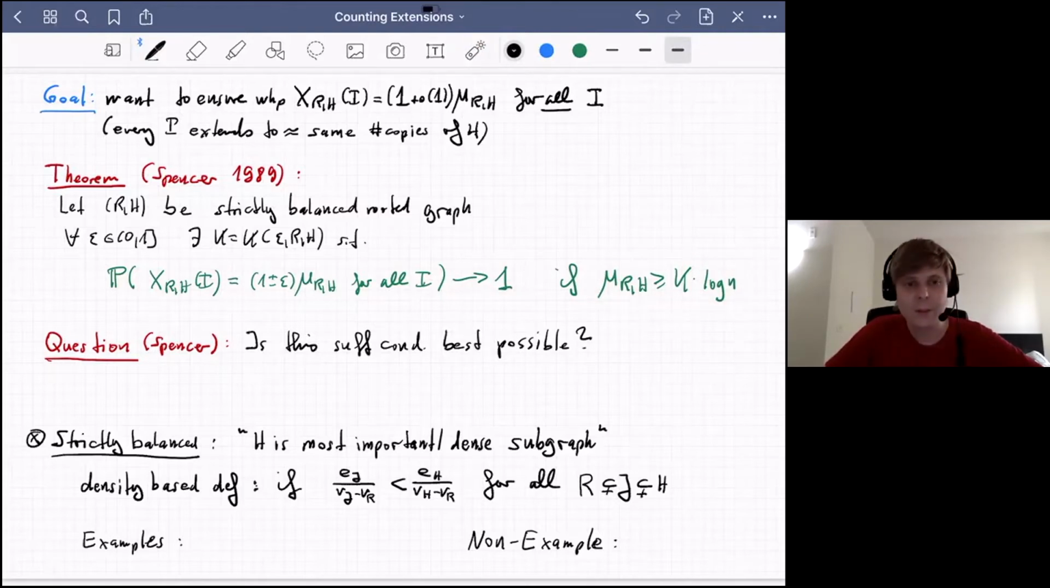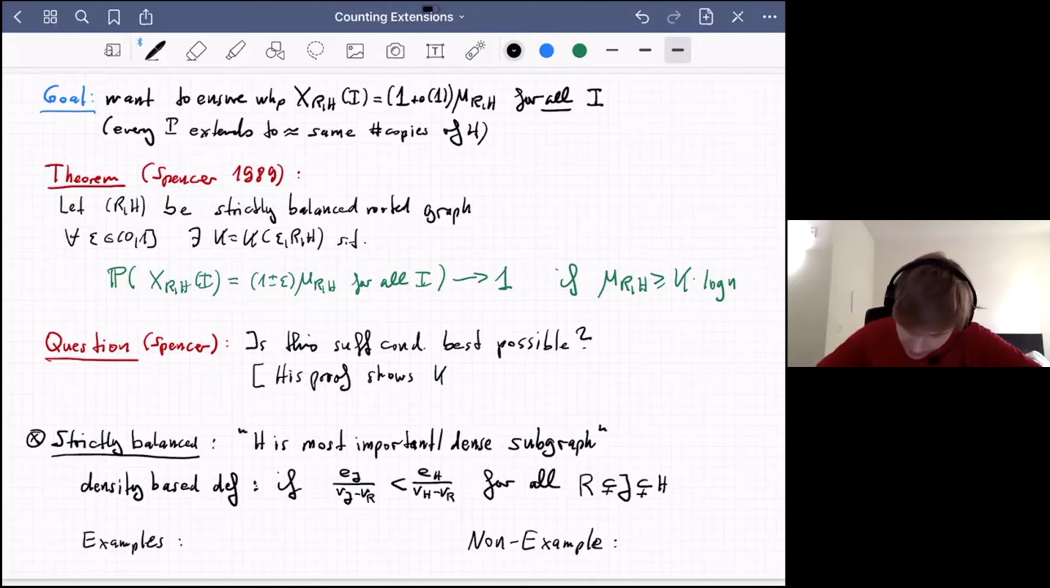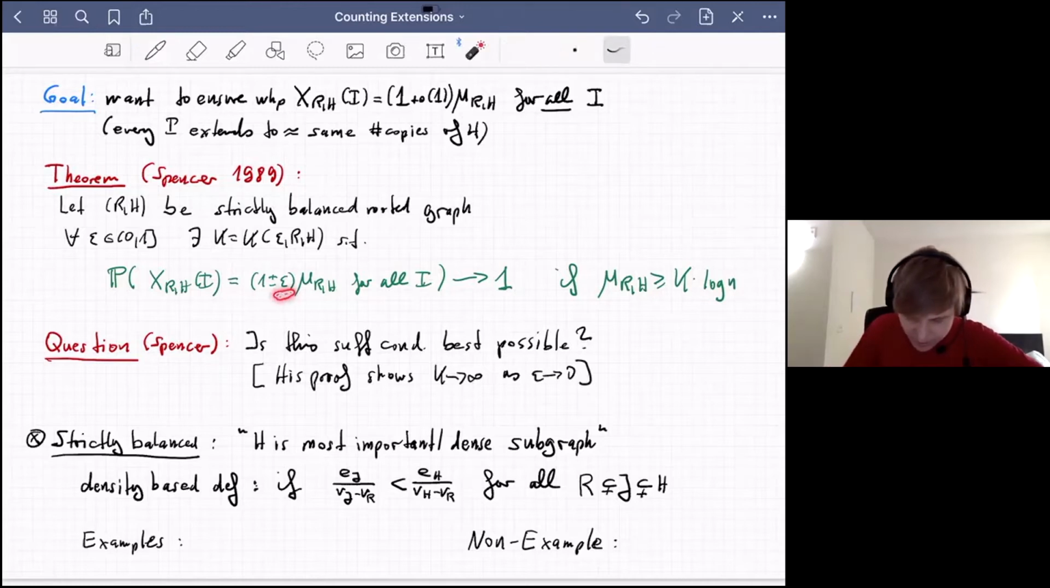Okay, so that's the question he raised there. In particular, he remarked in this context that his proof shows, as you would expect, that k tends to infinity as epsilon goes to 0. So the smaller, the better concentration you want, the larger you need to make this constant. In some sense, what he's really asking is to figure out what is the right dependence here of k on epsilon. That's really his question.